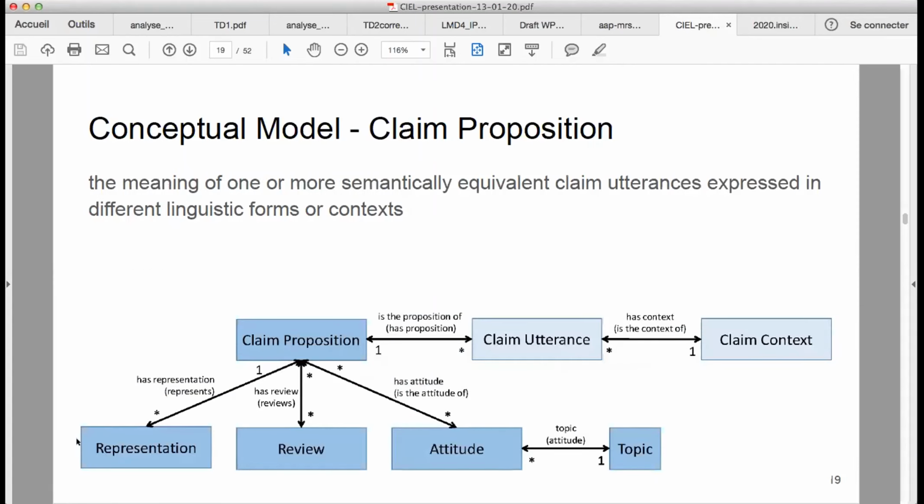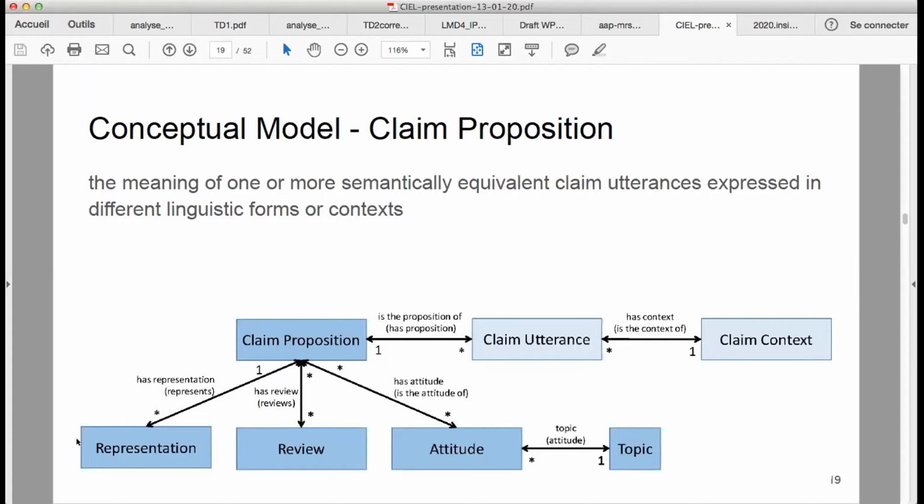What do we mean by a proposition? It is the meaning of one or more semantically equivalent claim utterances. So what we see here is that the claim proposition can be seen as an identifier or a pointer that groups together a set of semantically equivalent utterances. We can have utterances that are phrased differently, that have different textual content, different surface forms, but they mean the same thing. And this is where the proposition comes in.